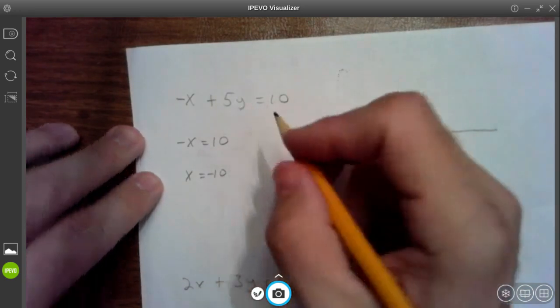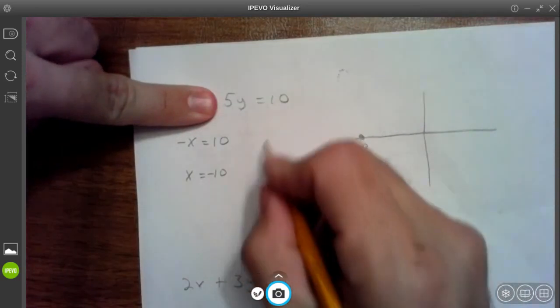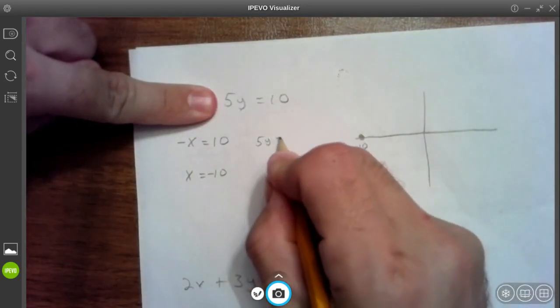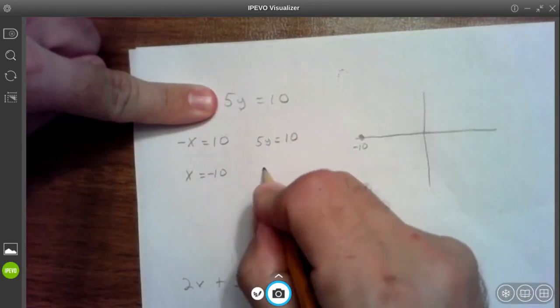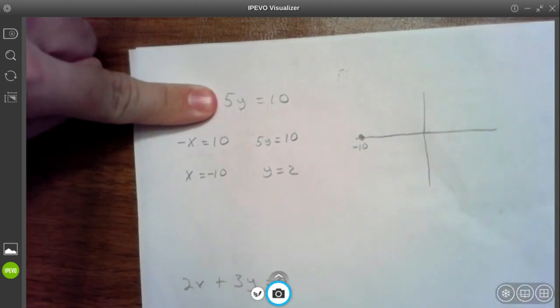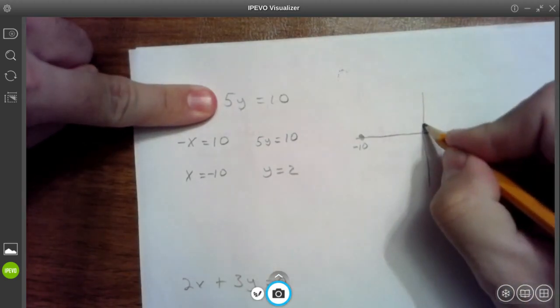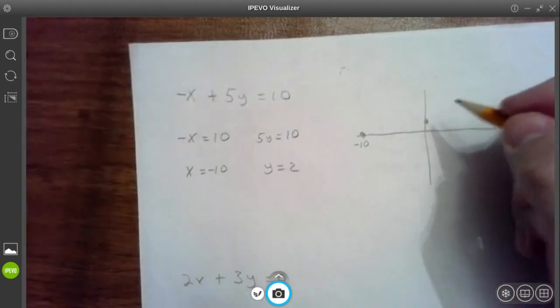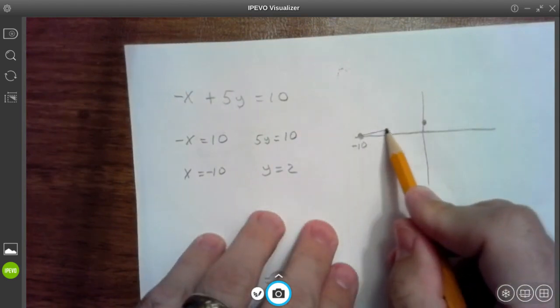Our y-intercept, plug in 0 for that. You get 5y equals 10. So y is equal to positive 2, which is about right there. Okay.